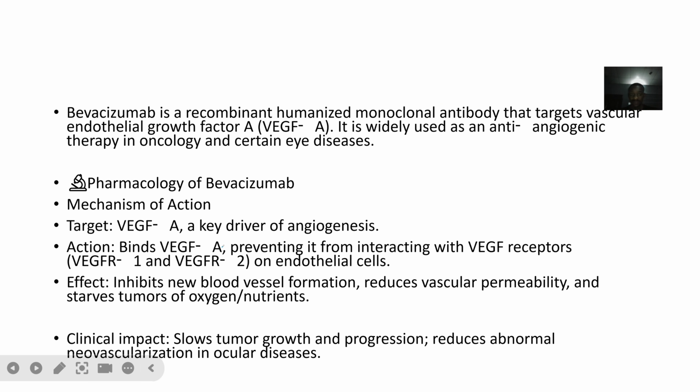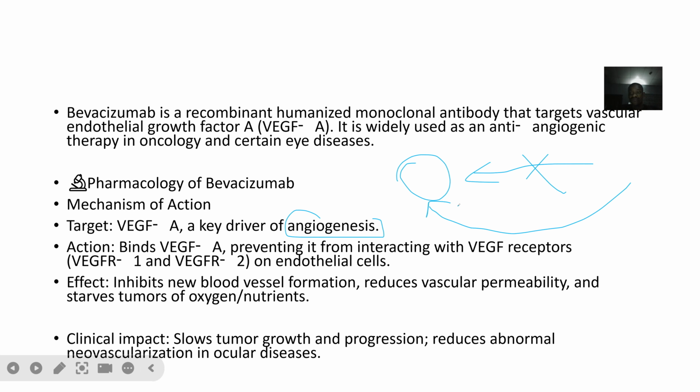So bevacizumab, we say that it's a recombinant humanized monoclonal antibody. It targets the vascular endothelial growth factor A. Okay, so you should know that vascular endothelial growth factor is a very important factor in trying to make sure that cancers get sufficient blood supply. It's just like you have terrorists in a region, you have armies trying to block roads that get to these terrorists, but you have someone that is trying to bypass resources so that it reaches these terrorists.